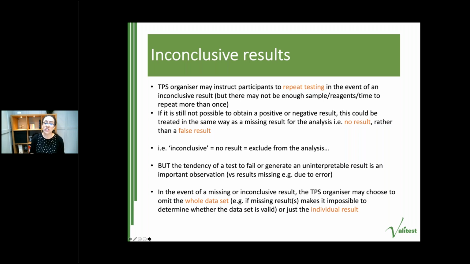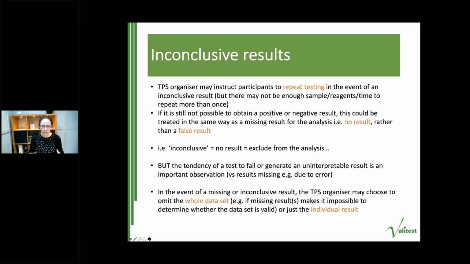And so if it's still not possible to obtain a conclusive result one way or the other, then we can treat a result which stays inconclusive in the same way as a missing result. So you might have a missing result, for example, if you lost the sample or dropped a sample in the bin before you could test it. So in that case, you have the absence of a result rather than a false result. So we can think that an inconclusive result can be treated as no result and excluded from the analysis.